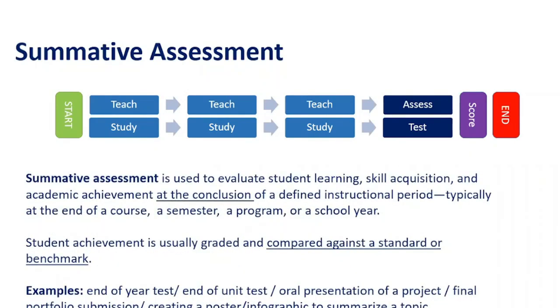So we can sum up and say that summative assessment is used to evaluate student learning, skill acquisition, and academic achievement at the conclusion of a defined instructional period, typically at the end of the course, at the end of a semester or a program, or the end of a school year. Student achievement is usually graded and compared against a standard or benchmark.